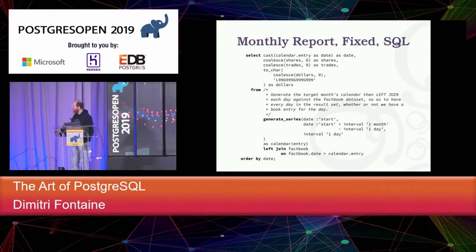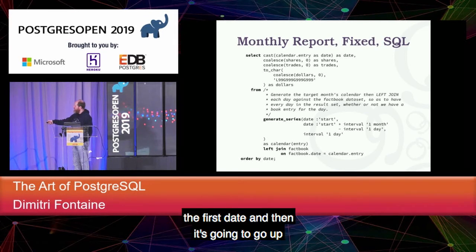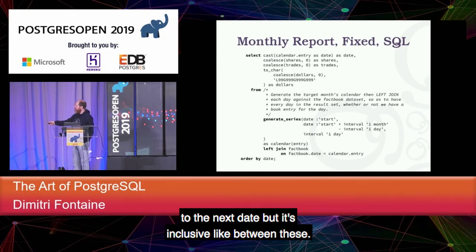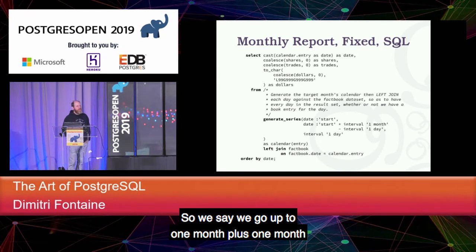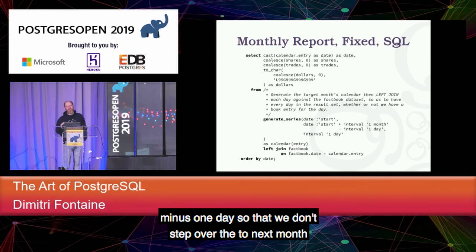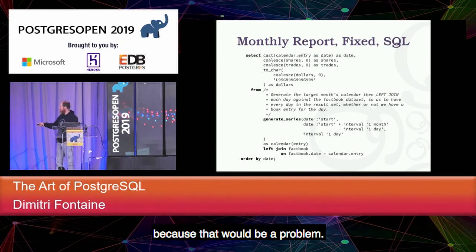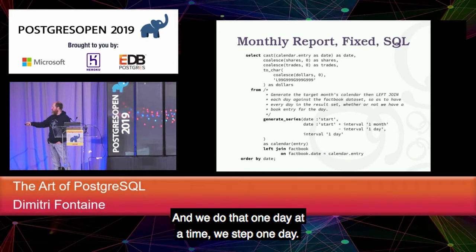Okay. And it's going to begin with the first date, and then it's going to go up to the next date, but it's inclusive, like between is. So we say we go up to 1 month plus 1 month minus 1 day, so that we don't step over to the next month, because that would be a problem. And we do that 1 day at a time. We step 1 day.